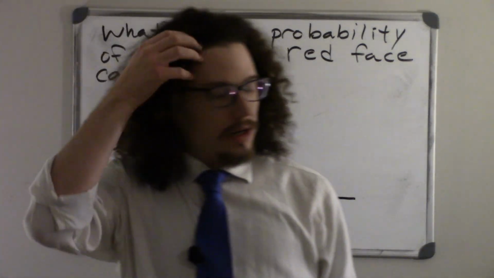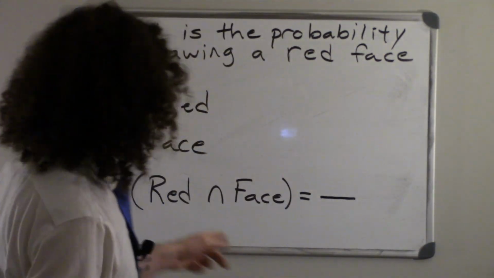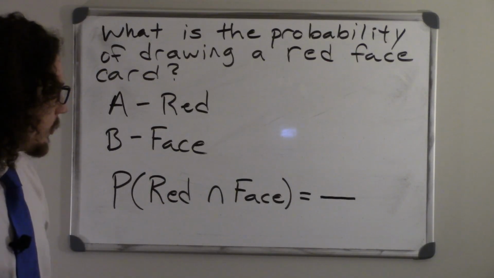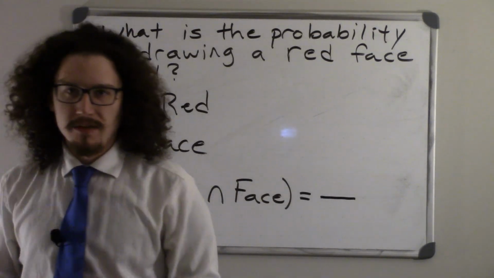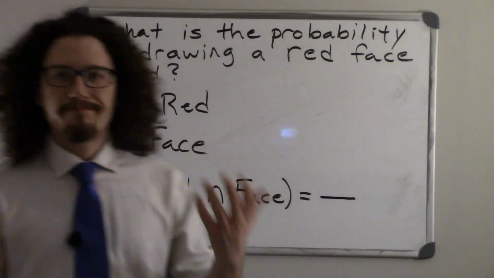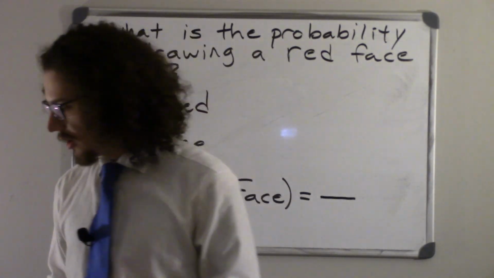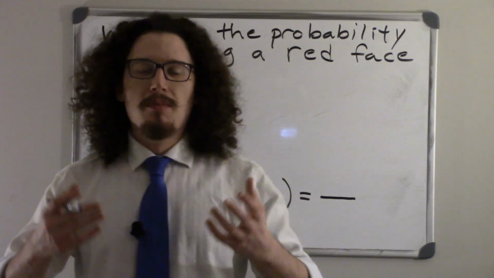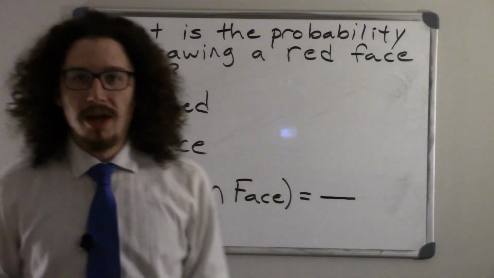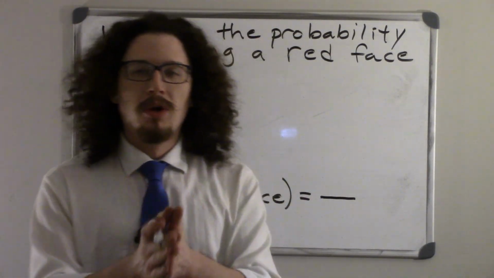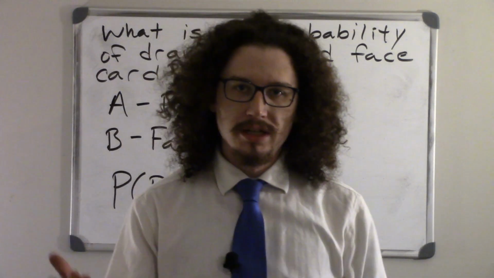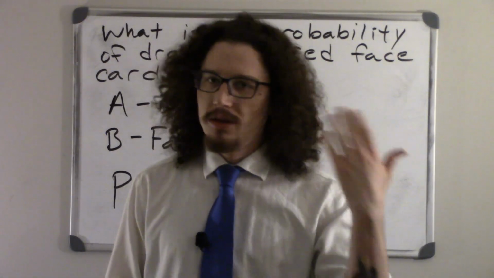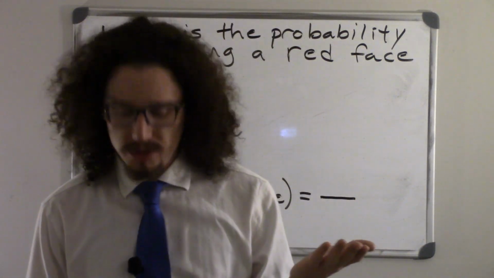Calculating this probability, we don't really need to know anything special, because we can just ask how many red face cards there are, how many cards are both red and a face card. If you don't know anything about cards, just run through these. Probably the easiest one first: how many red cards are there? Well, it's half the deck. If you don't know, a deck of cards has 52 cards. Half of that is 26.